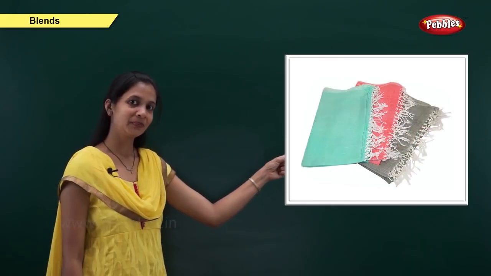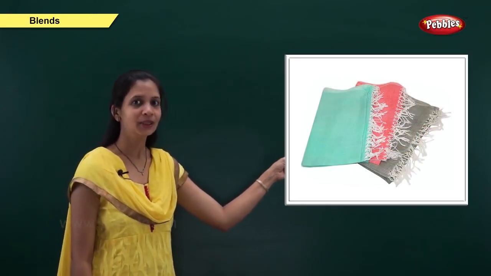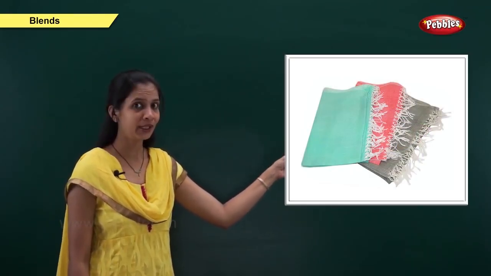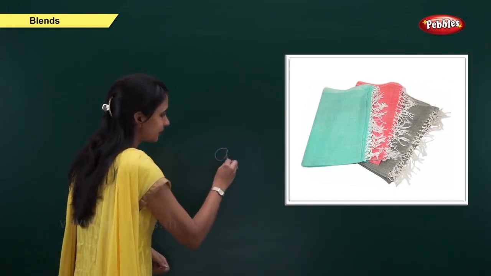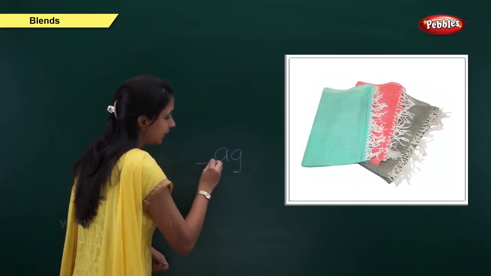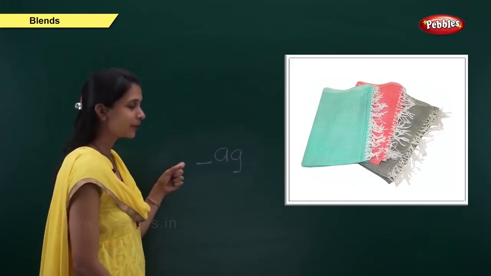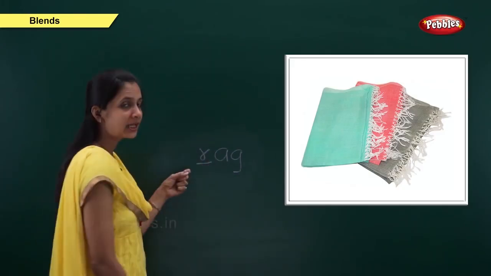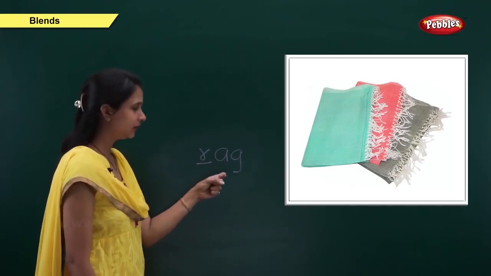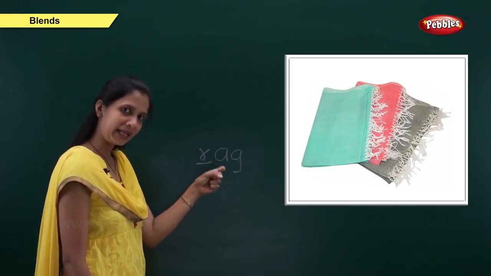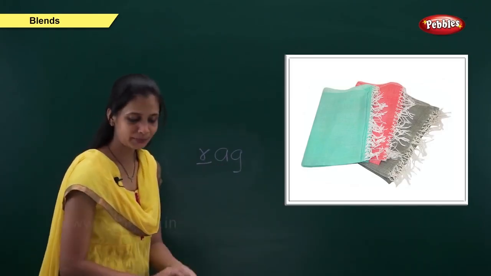Now next one. What is it? Yes, it is rag. So what is the beginning sound of it? R. Rag. Yes. So the letter is R. R says R. So R-A-G. Rag. Okay.